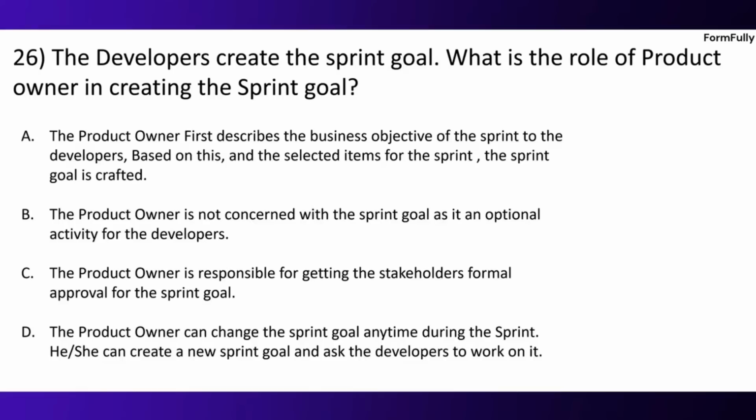Question 26. The developers create the sprint goal. What is the role of product owner in creating the sprint goal? Option A. The product owner first describes the business objective of the sprint to the developers. Based on this and the selected items, the sprint goal is crafted. Option B. The product owner is not concerned with the sprint goal as it is an optional activity for the developers. C. The product owner is responsible for getting the stakeholders' formal approval for the sprint goal. D. The product owner can change the sprint goal anytime during the sprint. He or she can create a new sprint goal and ask the developers to work on it. And the correct option is A.